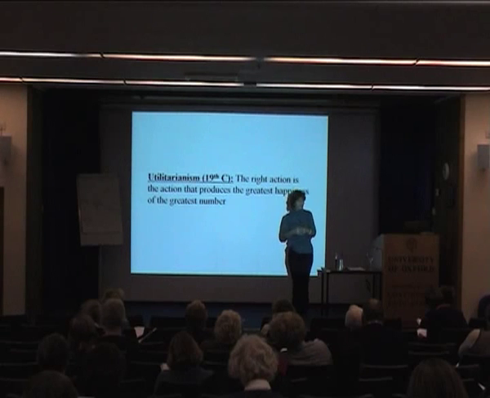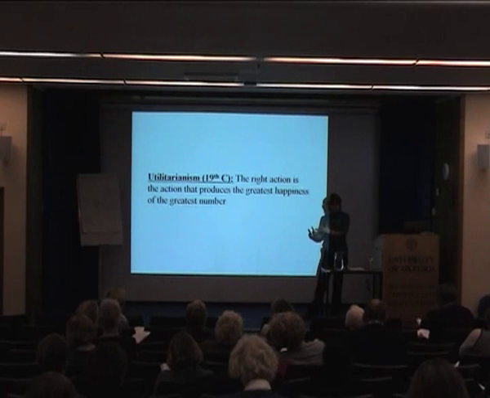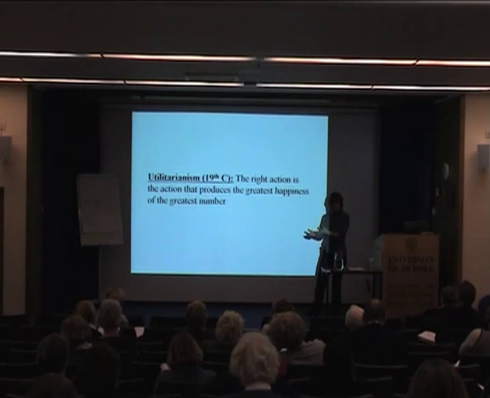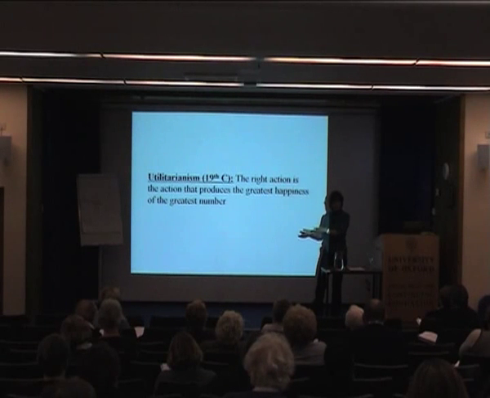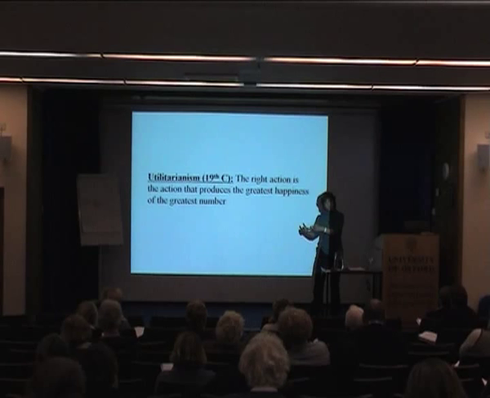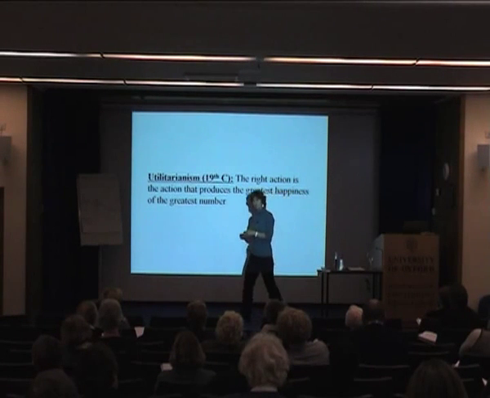A descriptive theory is just saying that when you do the right action, it will work out that that was the action that produced the greatest happiness for the greatest number. Not that that's what you should do. Because actually there's something wrong with saying it's prescriptive.